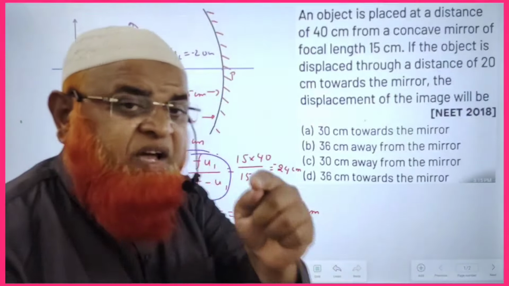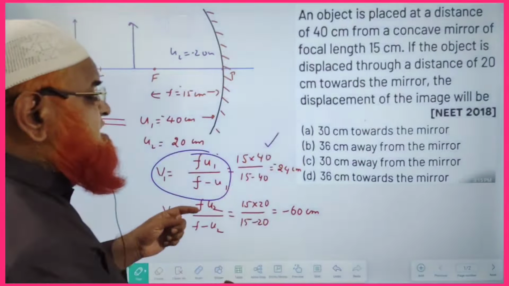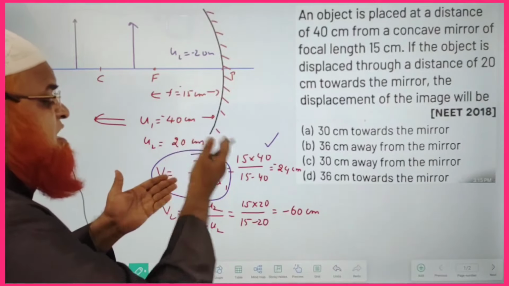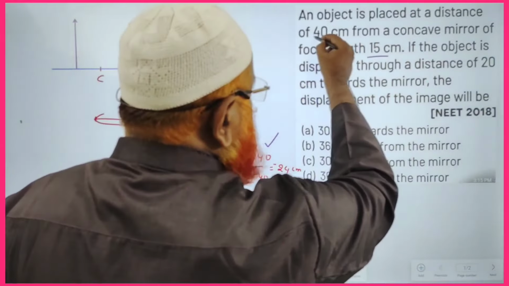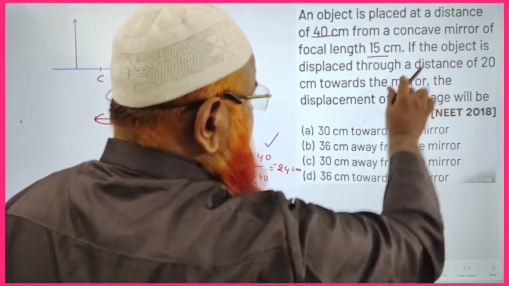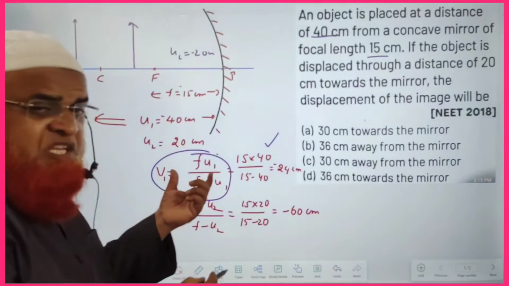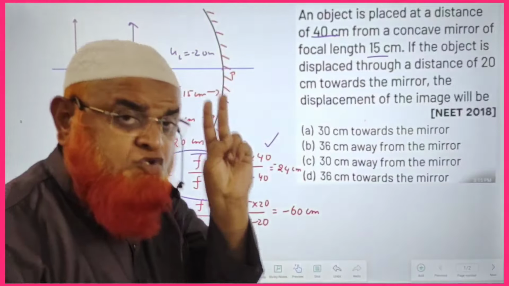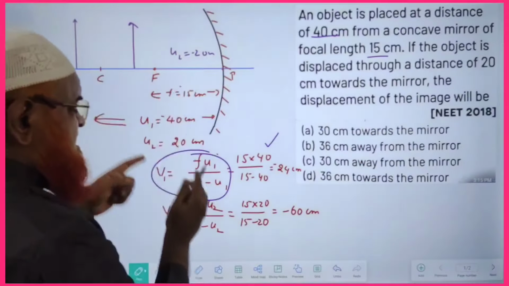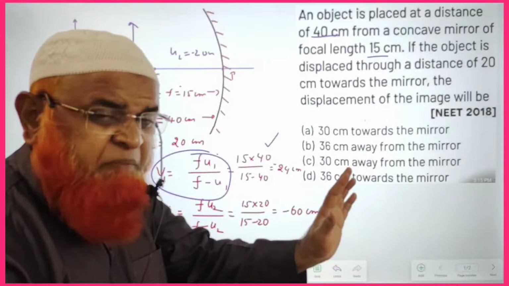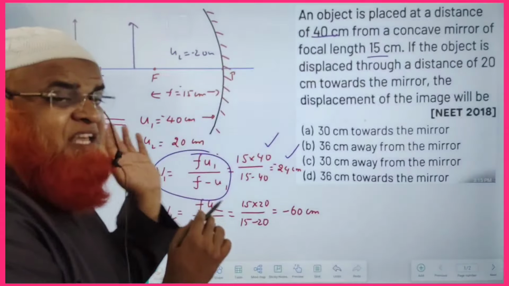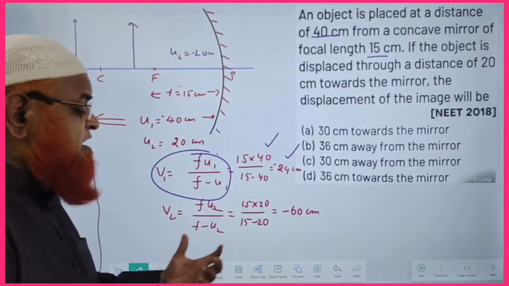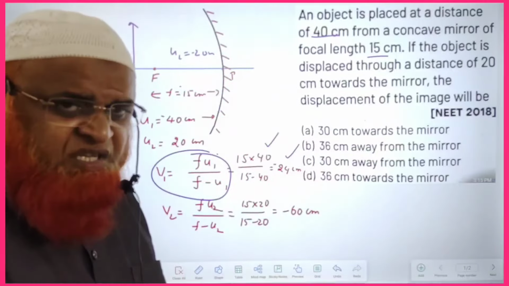So previously, when the object distance is 40 centimeters, you substitute in this formula f u1 by f minus u1, with focal length 15 and object distance 40. Now when it has been shifted, the new object distance is going to be 20. So this formula fu by f minus u, you have to apply two times. First when the object is at 40 centimeters, next when the object has been shifted to 20 centimeters. So now you'll be getting 15 into 40 by 15 minus 40, which is minus 24 centimeters. In the second case, when it has been shifted, you'll be getting 15 into 20 by 15 minus 20, which is minus 60 centimeters.